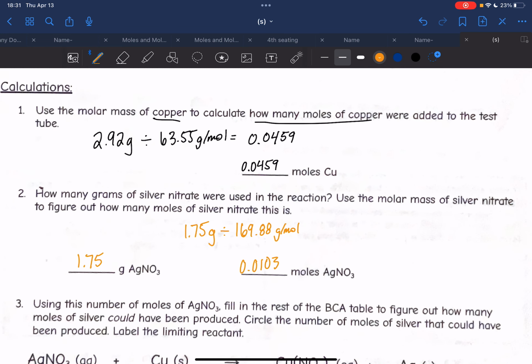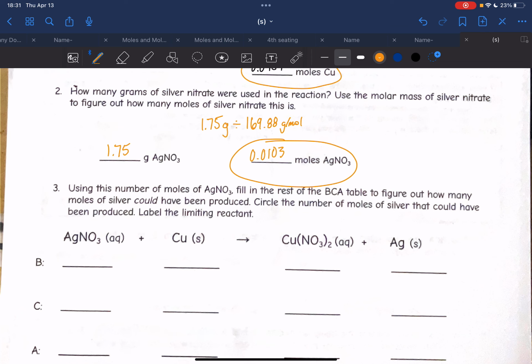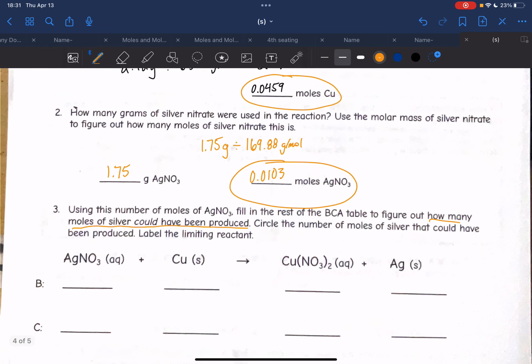So now I know how many moles of copper I'm starting with and how many moles of silver nitrate I'm starting with. And that's great because number 3 is asking me, using this number of moles of AgNO3, fill in the rest of the BCA table to figure out how many moles of silver could have been produced. So all of a sudden, I have found myself back in the BCA tables that we were doing like 2 weeks ago, right? Where we were taking moles of reactant and trying to figure out how many moles of product we can make. So I just need to fill in everything in the right position.